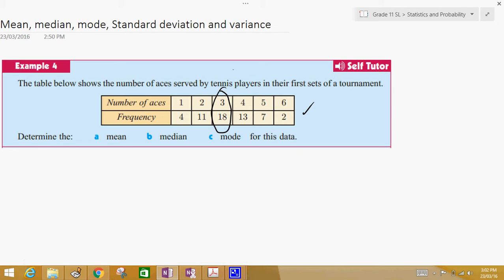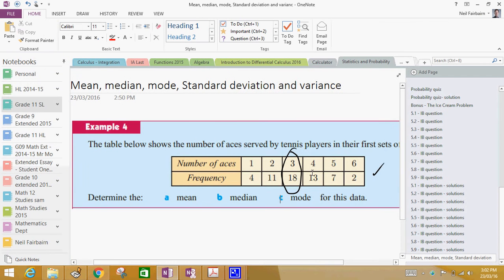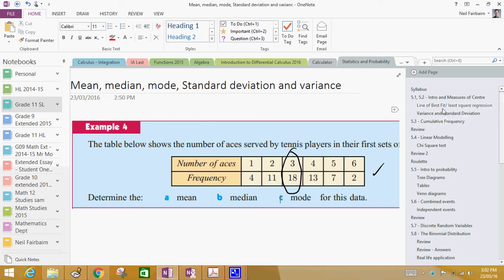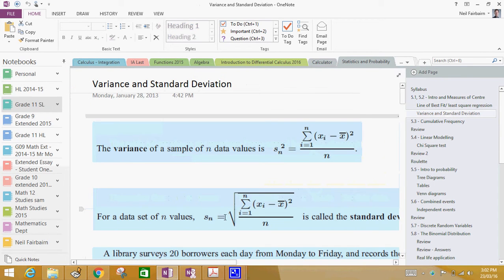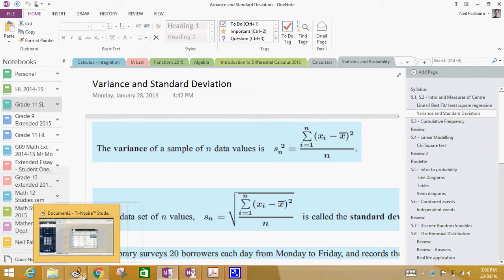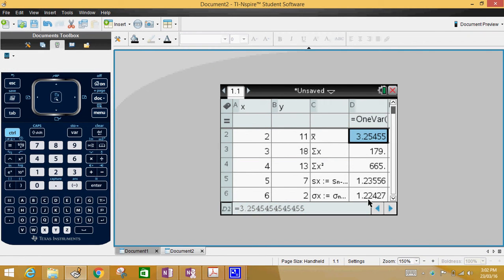Hope that helps. Oh, one more thing. We gave you the standard deviation. How do you figure out the variance? Well, the variance is just the square of the standard deviation. So once you know what the standard deviation is, the variance, you just square that number. So going back to our calculator, we have the standard deviation is 1.22427. Square that number, and you have your variance.